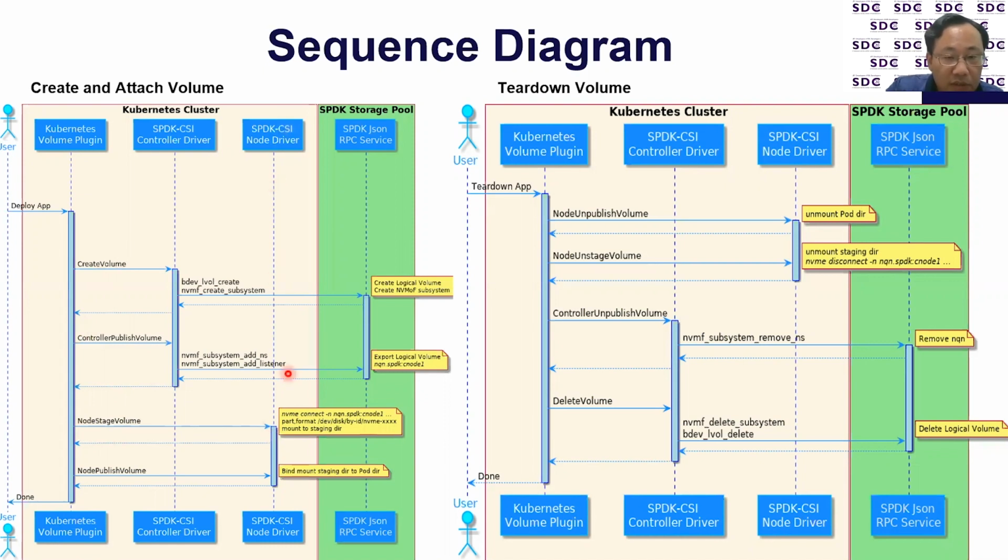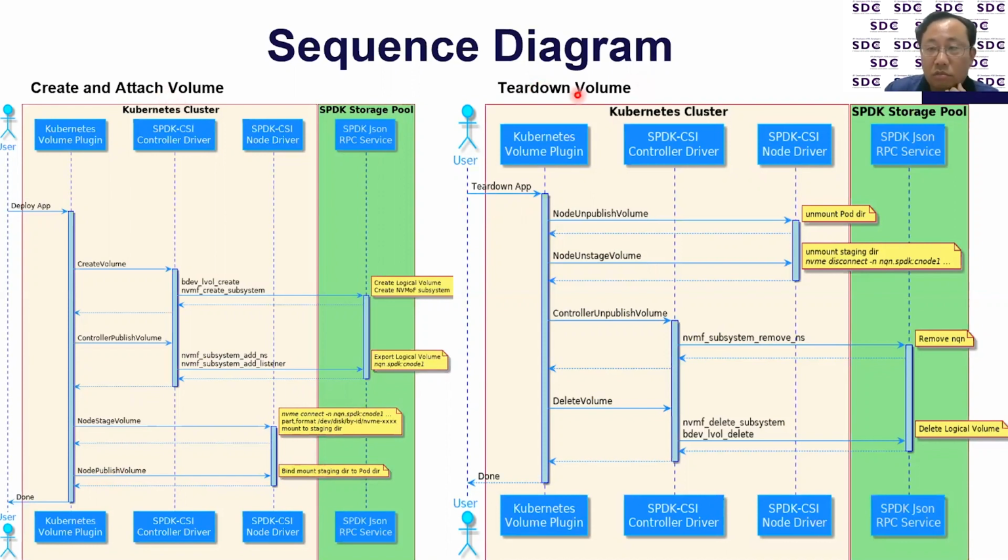This is the node driver. What the node driver does is run the NVMe initiator command lines to connect to the remote target, using the NQN, IP and port, and mount the device to the local staging path. Then, when the node publish volume message is received, it simply bind mounts the staging path inside the pod, so the pod can have access to the storage. This is done. So this is create and attach volume.